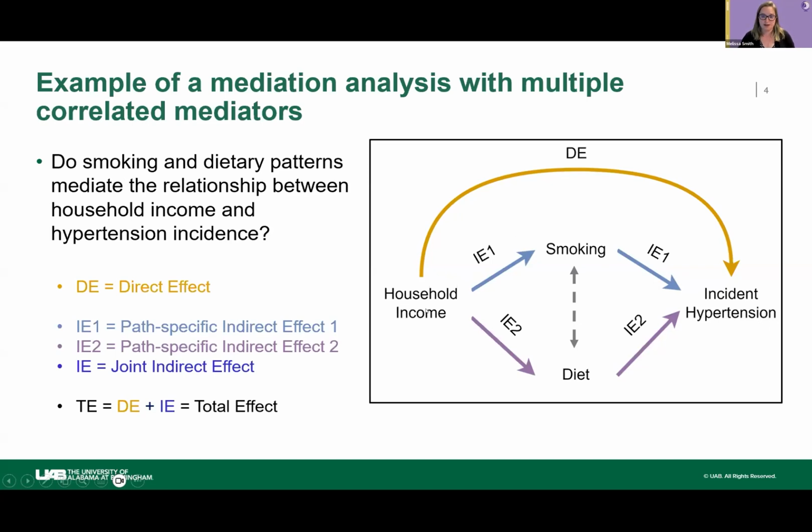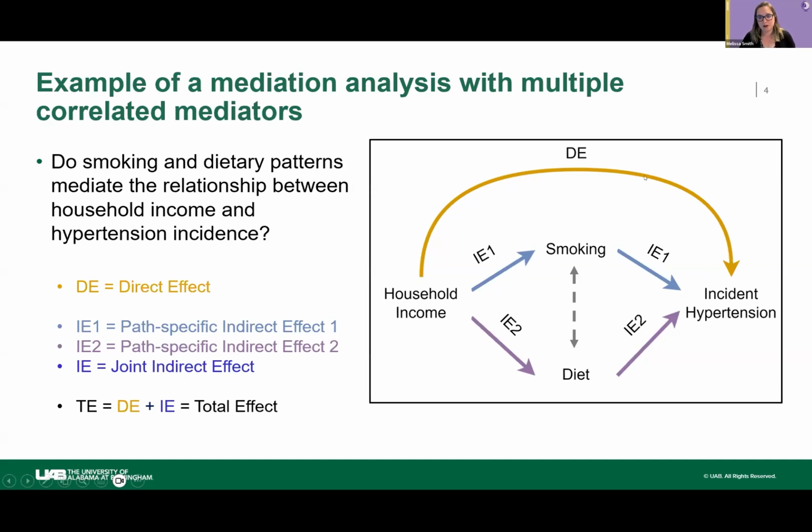So we want to understand the indirect effect through smoking, and this is a path-specific effect. We're calling it IE1, just through smoking, or the indirect effect just through diet, or the collective effect of smoking and diet together.